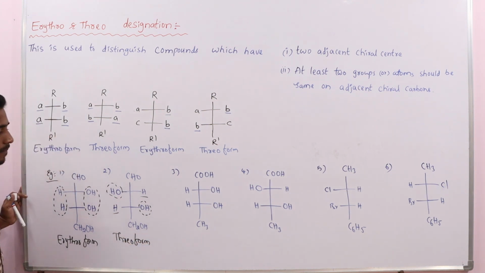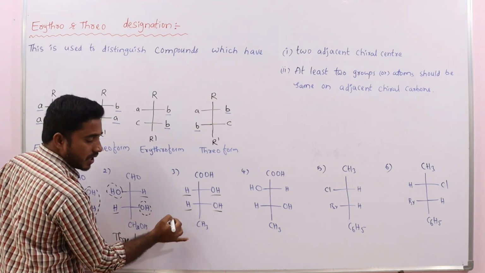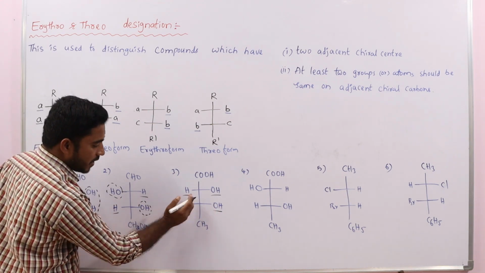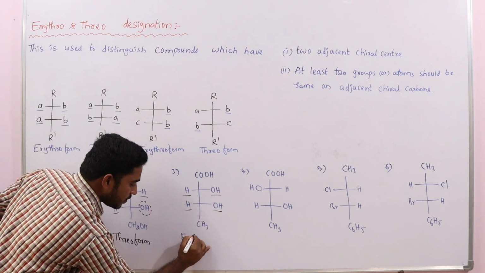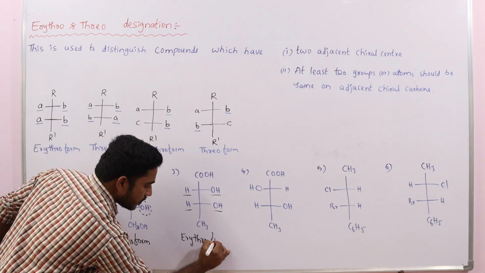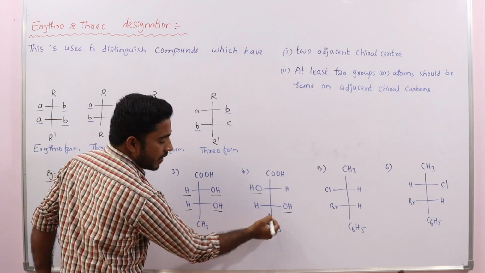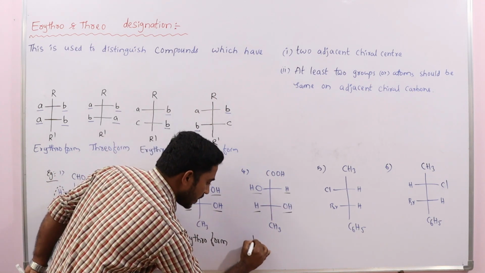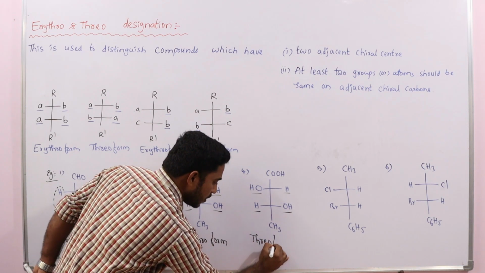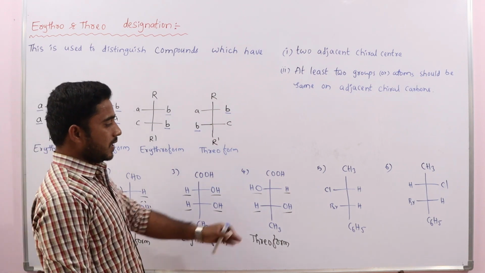Threo form. Next, in this case, you see OH and hydrogen are on the same side. That's why you have to assign erythro form. Next, here you see OH is opposite and hydrogen is opposite. That's why we have to assign threo form.